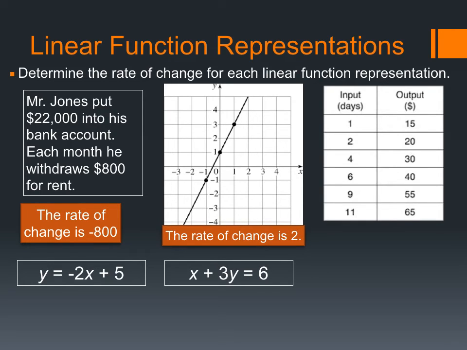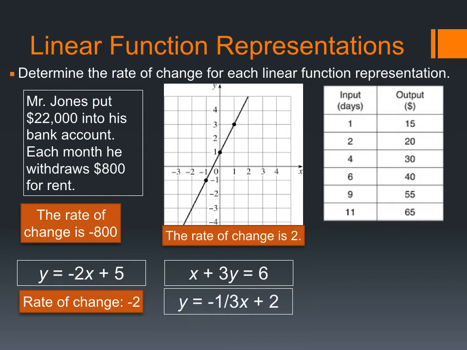In the table, well, let's wait on the table. Let's go down to the equations. The rate of change in the bottom left equation, y equals -2x plus 5, that's -2. It's the slope. For the other equation, we'd have to write it in function form by getting the y all by itself. And now this rate of change is the slope, which is -1/3.